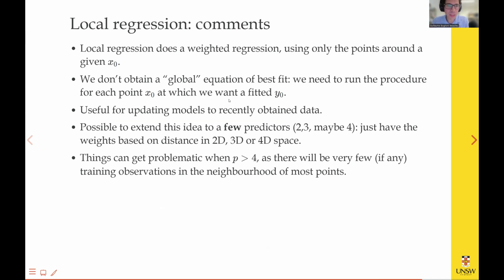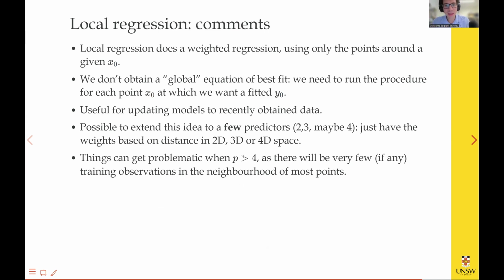Then as a comment, it's possible to extend this idea to a few predictors, maybe two or three, maybe four if you're lucky. By predictors, I mean simply, if you have two, x1 and x2 in two dimensions, then you can do a local fit where you use x1 and x2, where now the x point would be in two dimensions, and you would find all the nearest neighbors around this two-dimensional x. So conceptually, you can do exactly the same. Find the nearest neighbors, and then in this example of two predictors, you would fit a plane. So a linear regression with two predictors would be a plane locally.